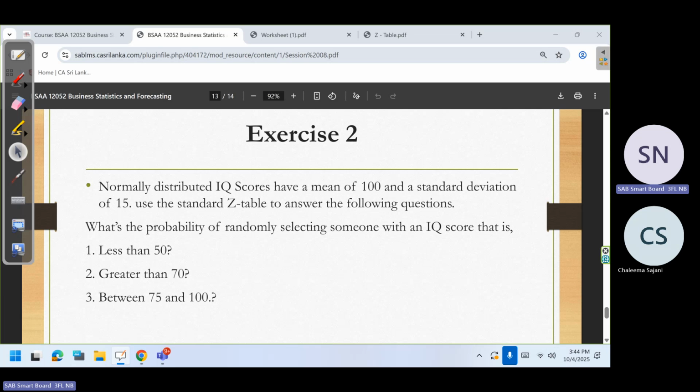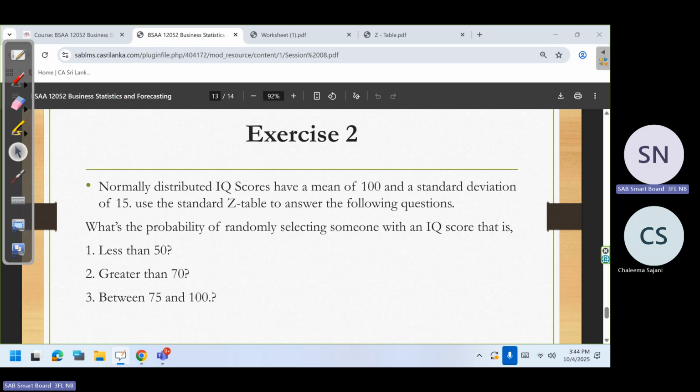What is it? What is the variable here? Random variable is what here? IQ score. This is the variable here. Why? The question says normally distributed IQ score. So here the random variable is IQ score.